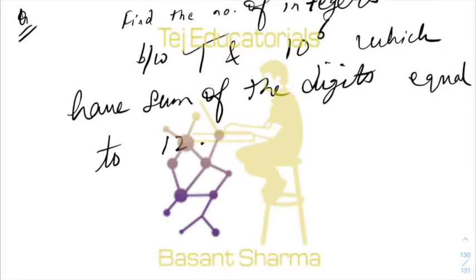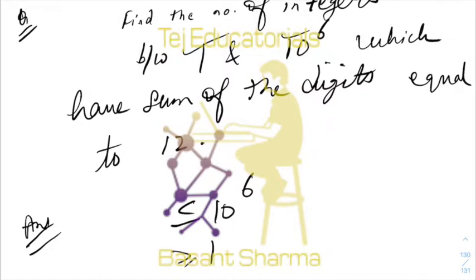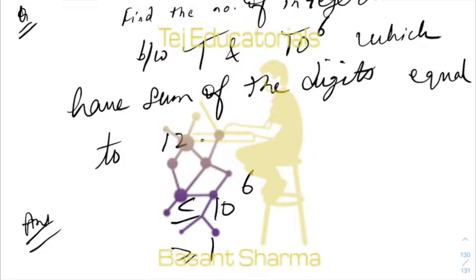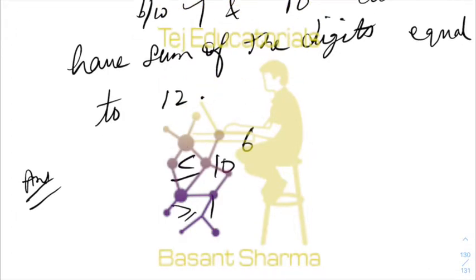Including 1 and 10 to the power 6. Now you can think of this question like this. A general number which is less than or equal to 10 to the power 6 and greater than or equal to 1, a general number which is a 6-digit number.